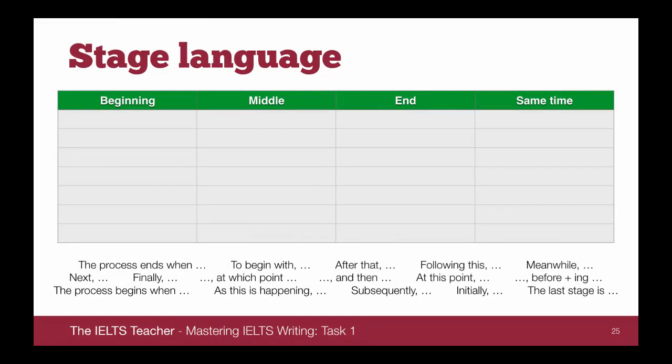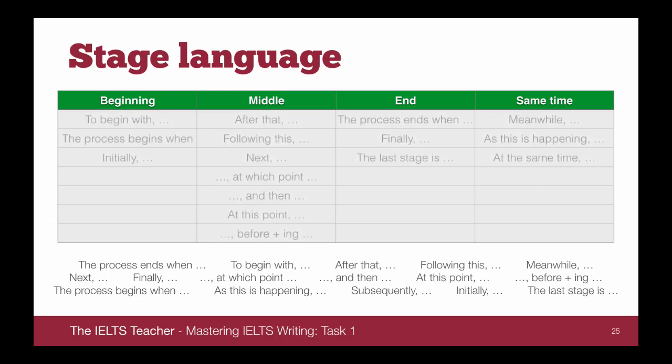Again, another familiar looking table here. We have 4 different columns: beginning, middle, end, and same time. And I want you to look at the expressions at the bottom of the screen and see if you can match those expressions to the columns above. Again, you can pause the video here, and when you think you've got those together, you can carry on.